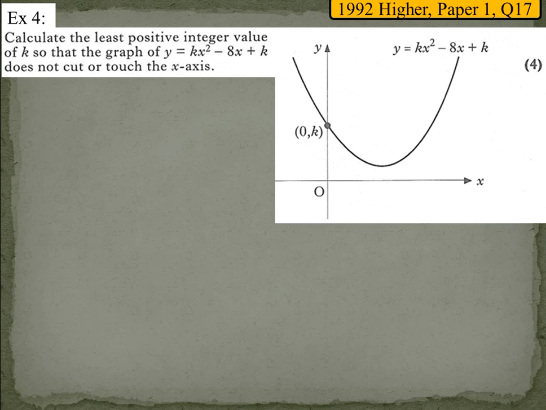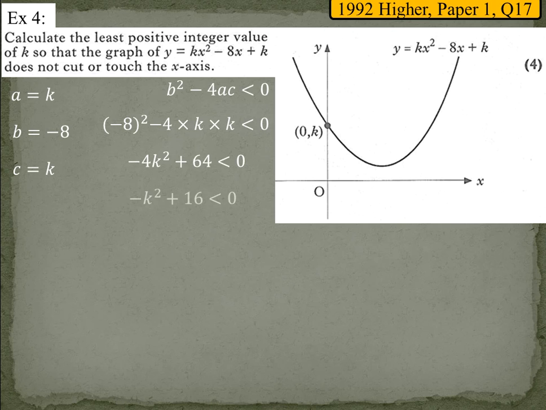So, example 4. Calculate the least positive integer value of k so that the graph of y equals kx squared minus 8x plus k does not cut or touch the x-axis. They're telling us it does not, so therefore the discriminant for this quadratic must be less than 0. Again, take your values for a, b, and c, sub them in, and simplify the algebra. We get down to minus k squared plus 16 less than 0.